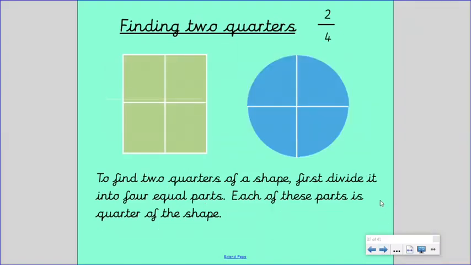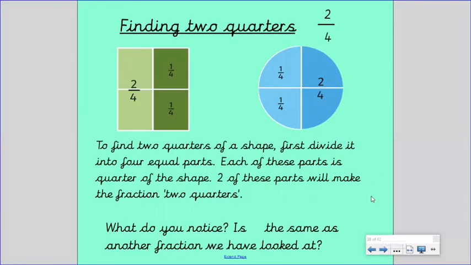Very similar, finding 2/4. So to find 2/4 of a shape, you first divide it into 4 equal parts, like I've done here. And each of these parts is 1/4 of the shape. 2 of these parts will make the fraction 2/4. Okay, so we've got 2 out of a total of 4 parts, 2/4. Again for this one, 2 out of a total of 4 equal parts, 2/4.